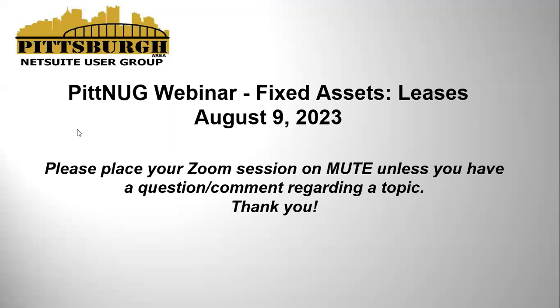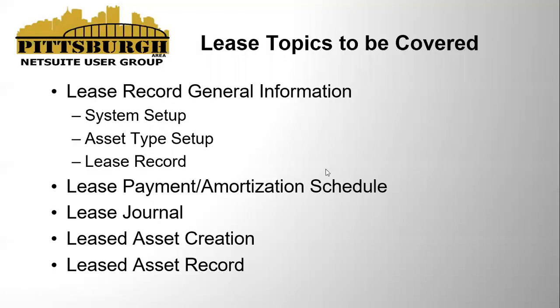So as Rhonda had mentioned, we're going to dive into the fixed assets module, specifically leases. I'm going to review which topics we're going to be looking at today. We're going to look at the lease record, some general information as far as the system setup, the FAM system setup, the asset type setup. That follows the same pattern as any other assets that have to be created. You have to have an asset type set up for that asset creation to be able to use the asset proposal and anything along those lines. And then the lease record itself.